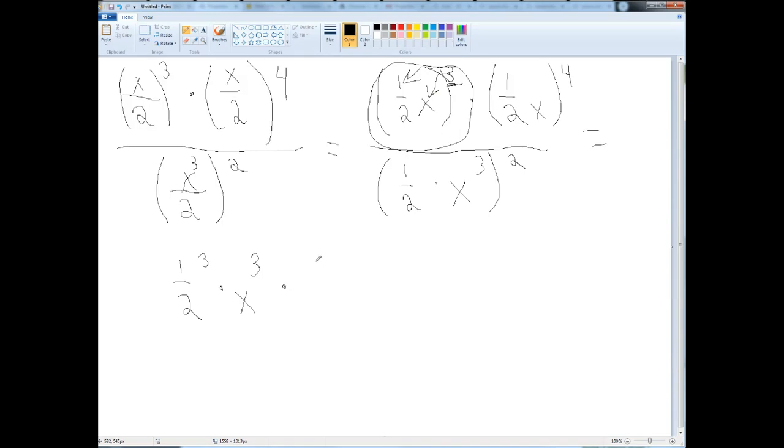For our next number there, we'll have 1/2. This time will be to the power of 4. And then x to the power of 4. So that was this. Okay, so we're all done with the top.